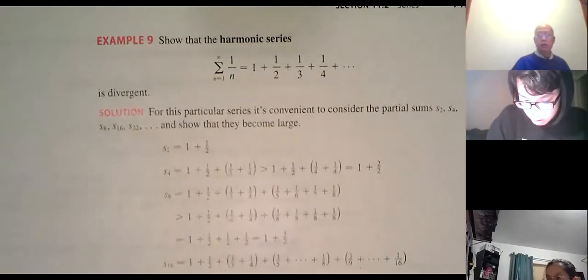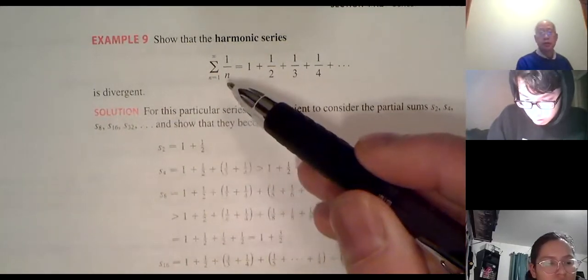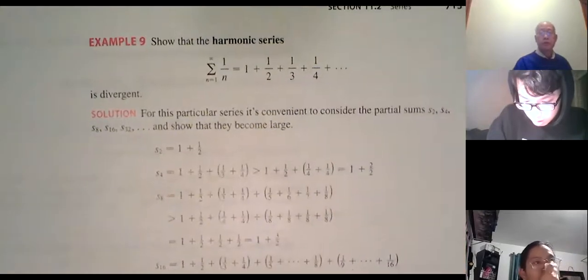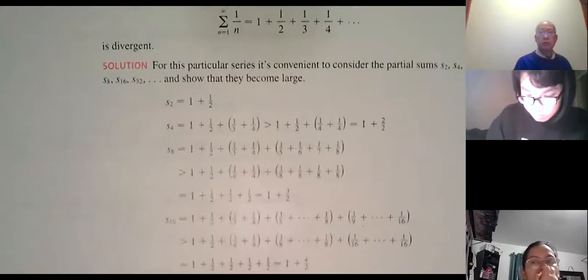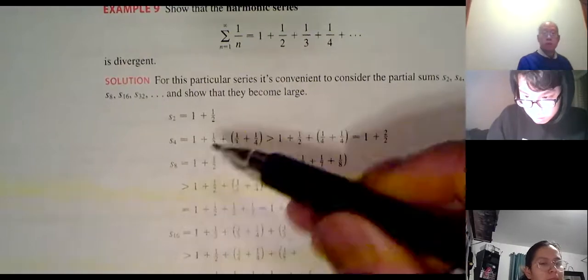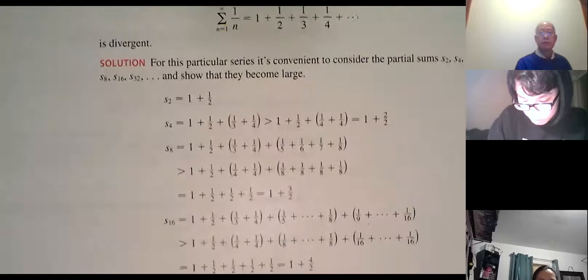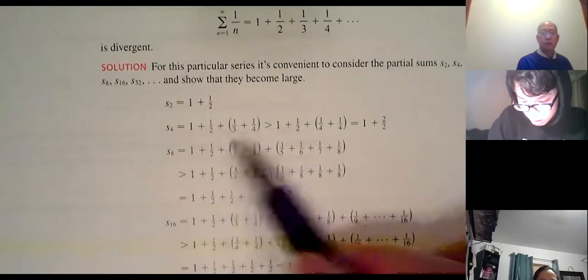So you want to get comfortable with the so-called harmonic series. It's the sum of the reciprocals of the positive integers. 1 plus a half plus a third plus a fourth. Okay. So they're showing you the partial sums here. So S2 is 1 plus a half. Here is S4, 1 plus a half plus a third plus a fourth.